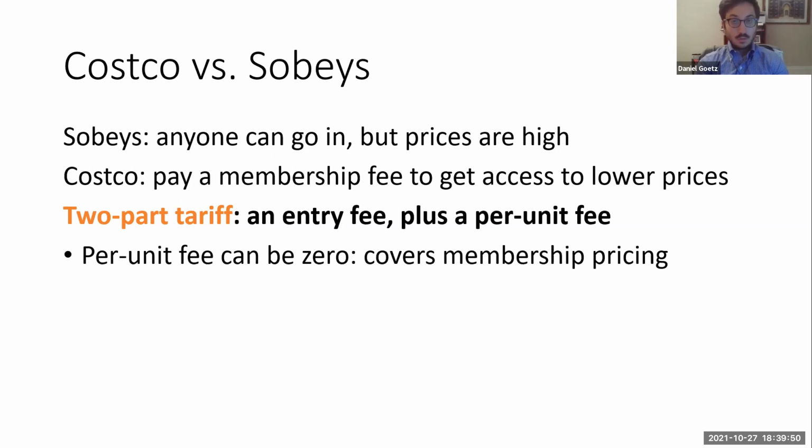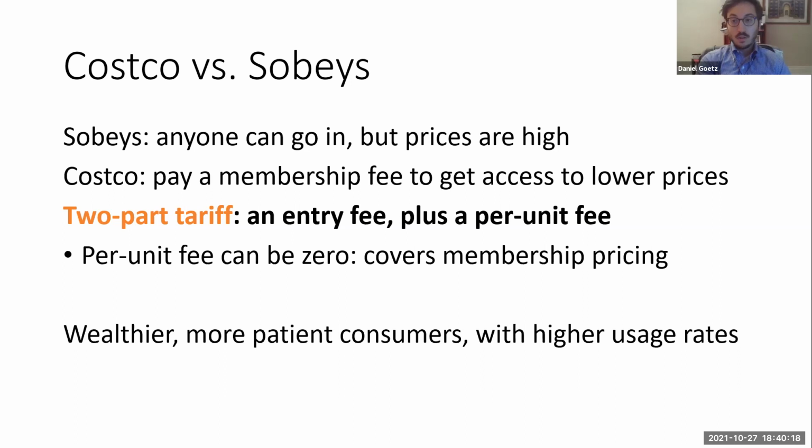If you go to, say, Canada's Wonderland, you just pay an entry fee, and then you pay $0 to ride any of the rides. If you have a gym membership, you pay your monthly membership fee, and that grants you unlimited use of the gym, right? You don't pay per workout. So two-part tariffs also cover membership pricing.